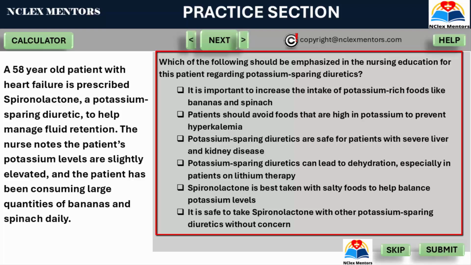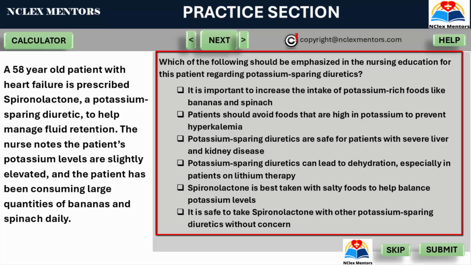Option A, it is important to increase the intake of potassium-rich foods like bananas and spinach. Option B, patients should avoid foods that are high in potassium to prevent hyperkalemia. Option C, potassium-sparing diuretics are safe for patients with severe liver and kidney disease. Option D, potassium-sparing diuretics can lead to dehydration, especially in patients on lithium therapy.